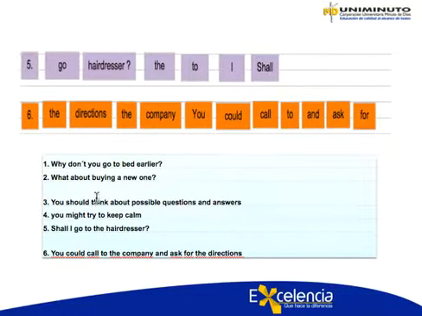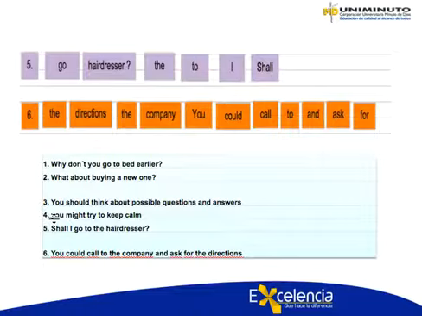Should, y el verbo va normal. You should think. El verbo va normal. You should think. You might try. El verbo va normal. You might try it. En esta parte es pregunta. Por ende, shall I. Siempre no puedes utilizar afirmativo con shall.